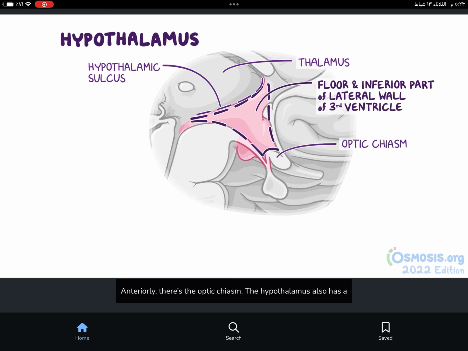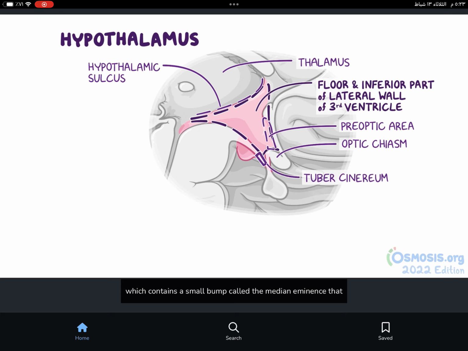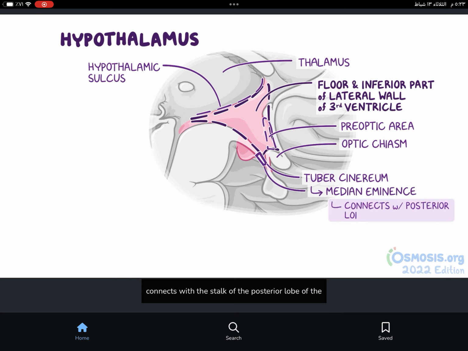The hypothalamus also has a region called the preoptic area, which is located rostrally in the hypothalamus near the lamina terminalis, with the optic chiasm inferiorly and the anterior commissure superiorly. Most inferiorly, there's the tuber cinereum, which contains a small bump called the median eminence that connects with the stalk of the posterior lobe of the pituitary gland.